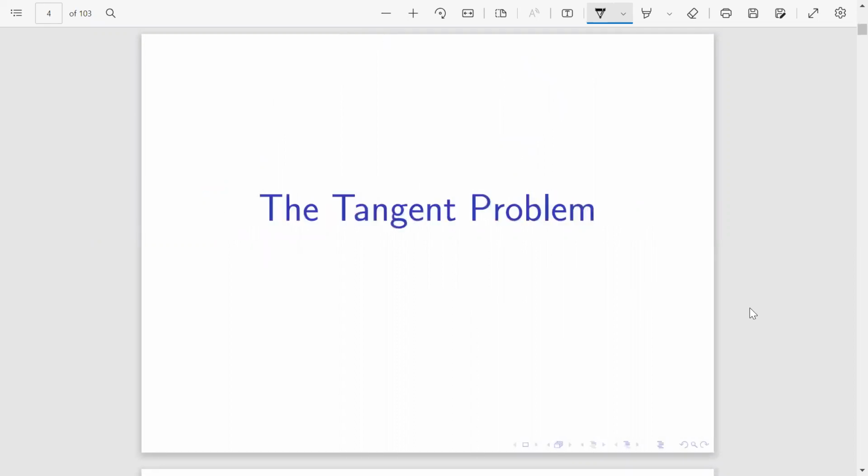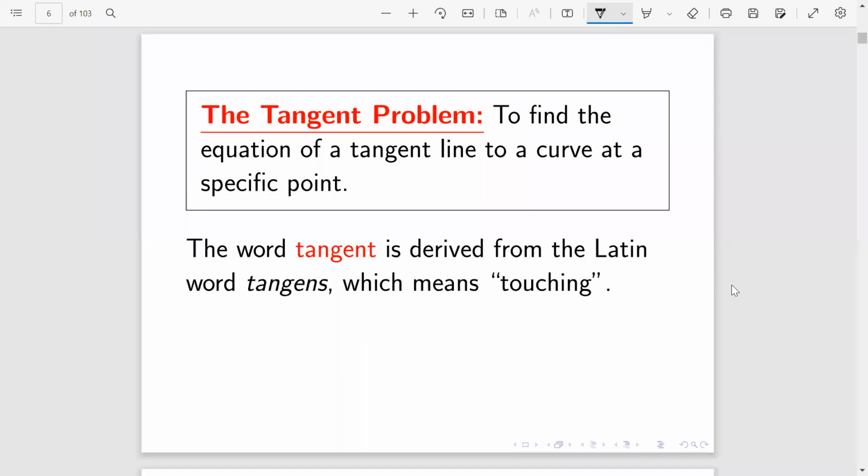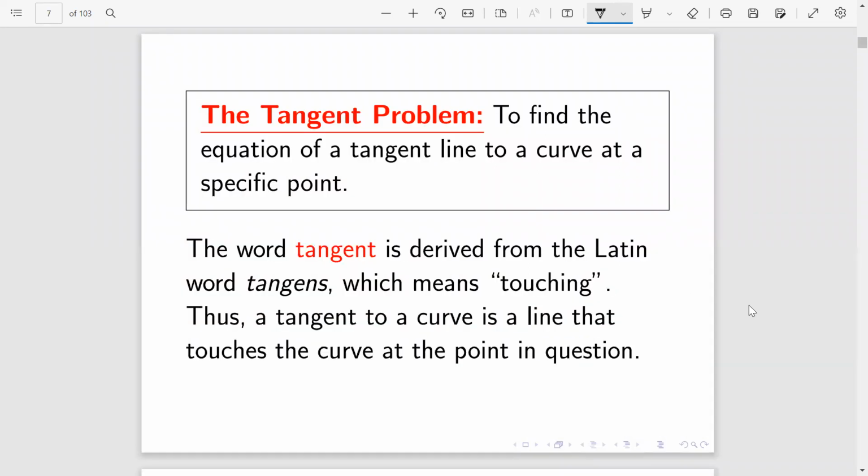Now, let's talk about the tangent problem. So we want to find the equation of a tangent to a curve at a specific point. Remember that we said a tangent is a straight line that touches the graph only once. If you have a straight line and it touches only once, this is the specific point that I'm referring to here. Now, remember that the word tangent comes from Latin, the word is pronounced tangens, which means touching. So because we are touching only once, this tangent of a curve touches the curve only at that specific point. I mean, it's up to you which point you want to refer to.